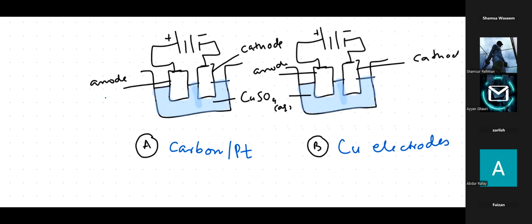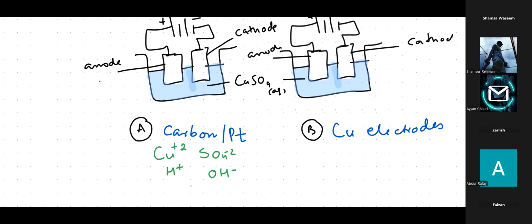First of all, you just have to look at the ions present. In aqueous copper-2 sulfate, we have copper ions and sulfate ions. As it is aqueous, we also have hydrogen ions and hydroxide ions. At the cathode, if you compare hydrogen and copper, we are going to have copper ions discharged because copper is less reactive.